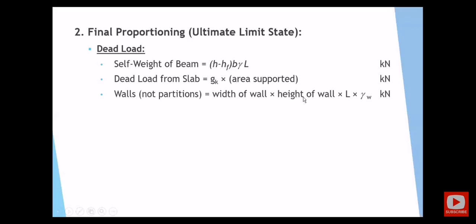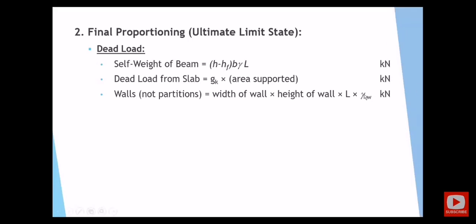Okay, the height of the wall is similar to the height of the beam H minus HF. Width of the wall is similar to the B here. In the case of the self weight of the beam, it is B multiplied by gamma multiplied by L. But in this case, the gamma of the wall should be taken into consideration, and the density of the wall depends on the type of the walls that you have. If you have hollow blocks, if you have solid blocks, what is the type of the material that you are using, lightweight or heavyweight, and so on.